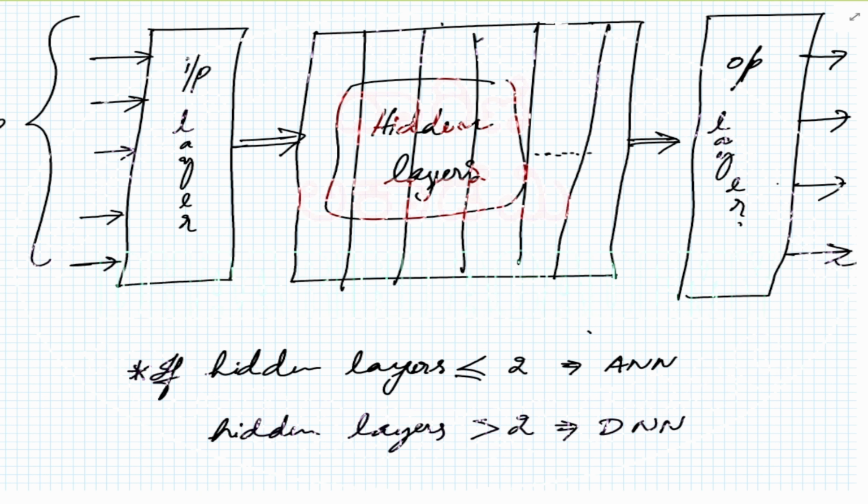But if you increase the size to more than 2, so 3, 4, 5, or 100, or 10,000, or whatever, any number you can use, no issue, then that will be called a deep neural network. The concepts that you derive after making the number of hidden layers more than 2 will be considered the deep learning concepts.